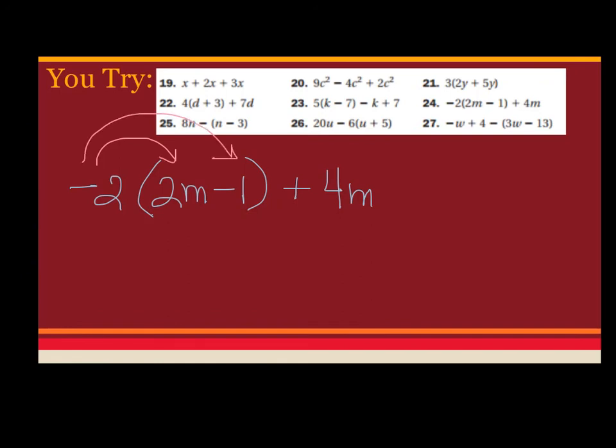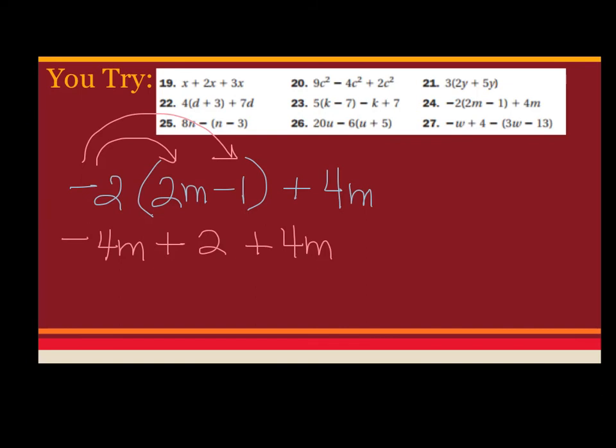Negative 2 times 2m, that's negative 4m. And negative 2 multiplied to minus 1, we'll change that minus into an addition of 2. And then bring down your plus 4m, because he wasn't distributing, so he was just waiting very patiently.